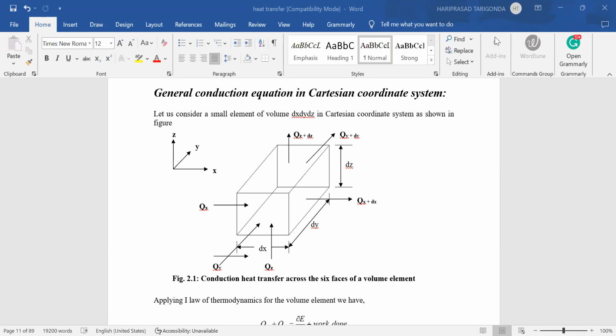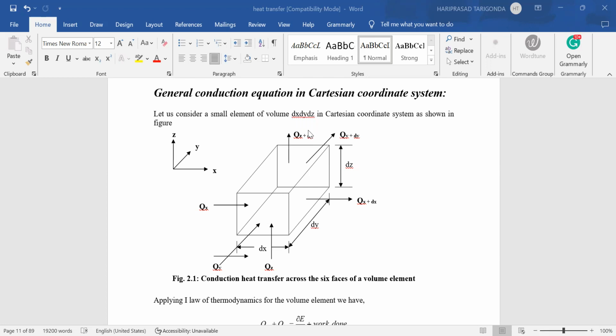So today we are discussing the general conduction equation in the Cartesian coordinate system. In order to derive this general conduction equation, let us first consider a small element in the Cartesian coordinate system, whose dimensions are dx, the length of the element in the x direction, dy, the length in the y direction, and dz, the length in the z direction. Therefore, the volume of the element will be dx dy dz.